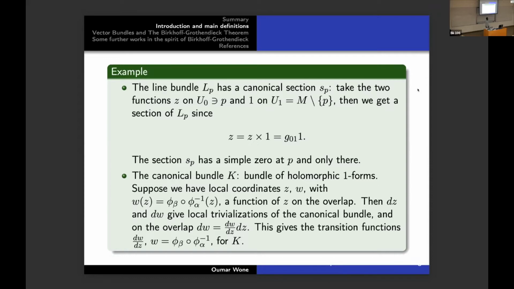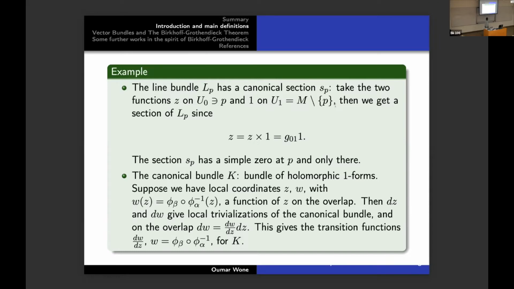How do we define it? We take two functions: Z on U0, I gave before the definition of U0, it is only a neighborhood of P, and one on U1, which is M minus P. Then we get a section of LP since Z equals Z times 1. So this is a section.